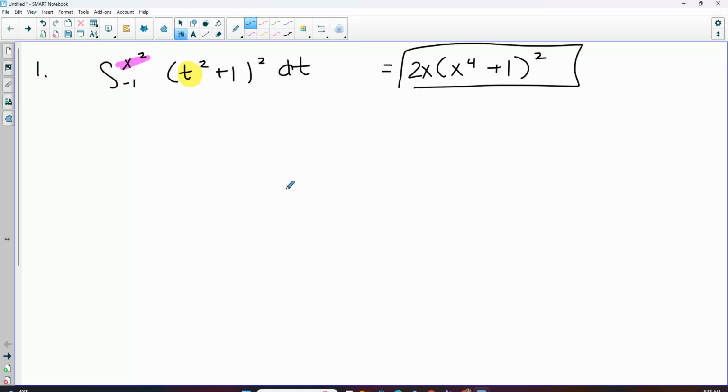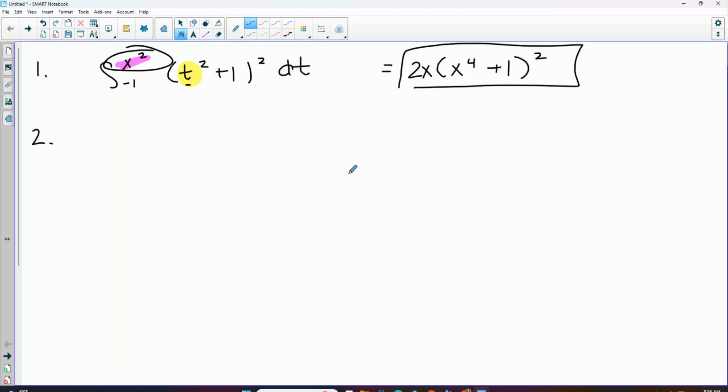Now, the other option is to actually do the antiderivative. And you would probably have to FOIL that out first to do your antiderivative and then do your derivative from there, but you will get to the same point. So if I'm saying fundamental theorem of calculus, all you have to do is replace the t with your variable expression and multiply by the derivative of that expression.